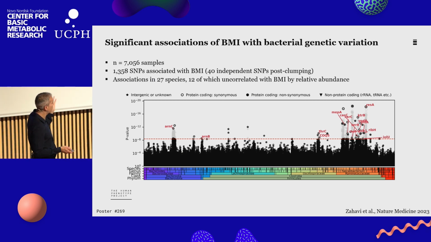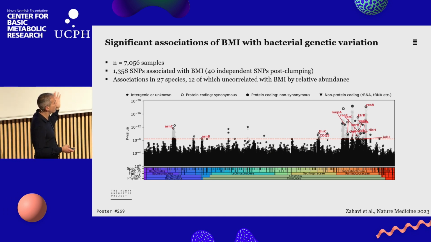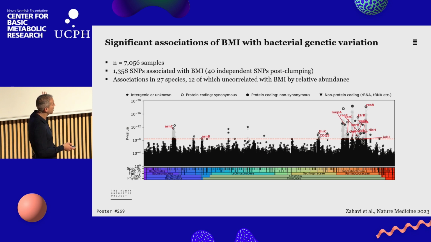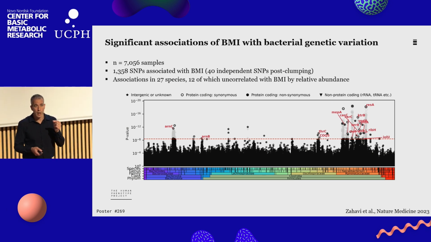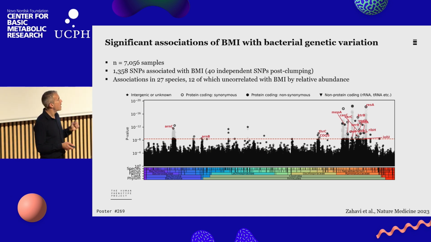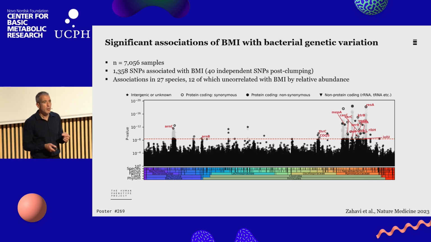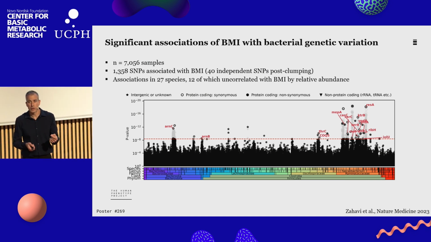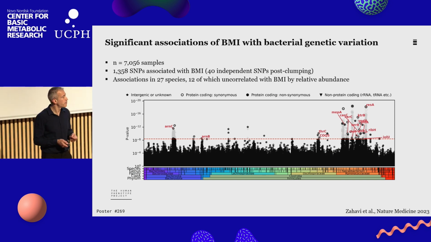This is a standard Manhattan plot that many of you probably saw from human genetics, except that instead of the x-axis being human chromosomes, the x-axis is now bacterial species. Every dot corresponds to one particular position within a specific bacterial genome, and the y-axis corresponds to the strength of the association between genetic variation at that position and a human trait of interest.